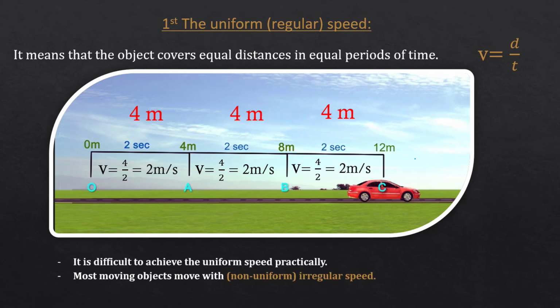Of course it's difficult to achieve uniform speed in real life for many reasons, like traffic, like moving in a curved line, so all of these resist the movement with a regular speed. So most moving objects move with irregular speed, and we will know it in the next video, as I said.